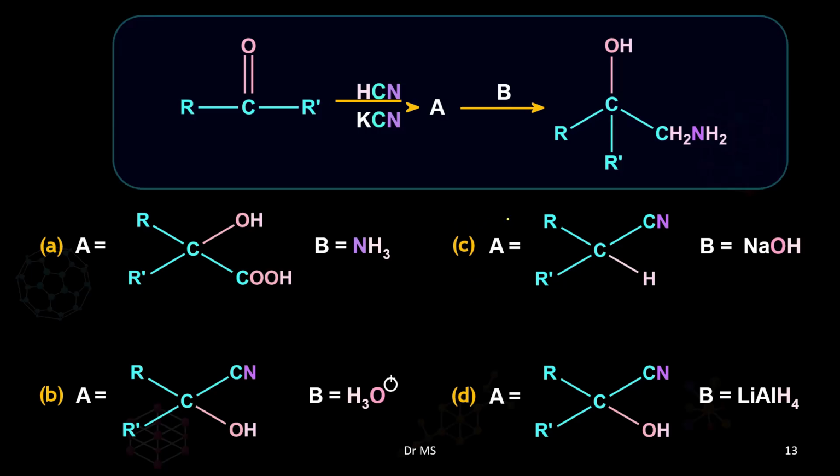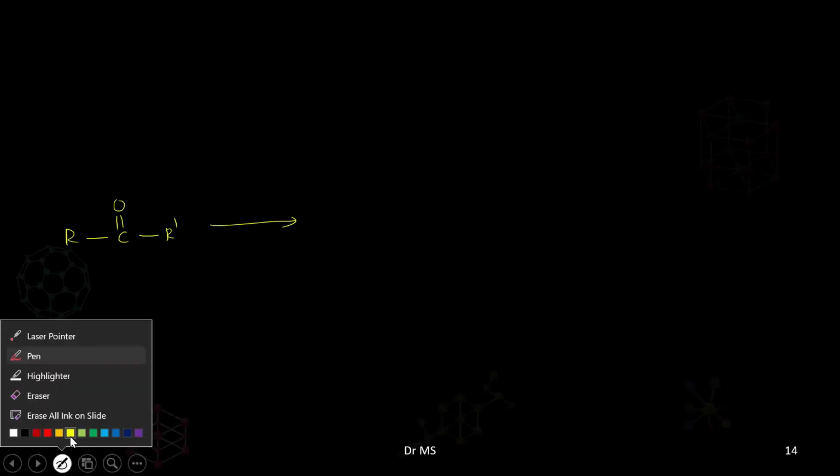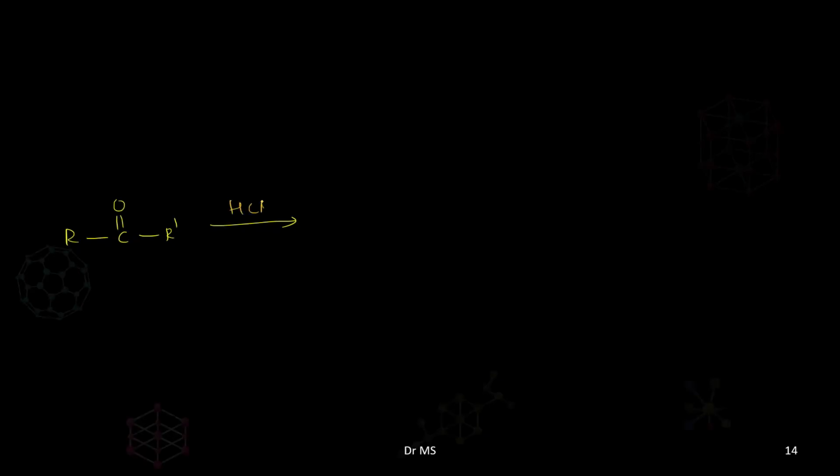See, what's happening here? You take R, C double bond O, R dash, in the presence of HCN or KCN, either hydrogen cyanide or potassium cyanide. Now, this cyanide ion will act like a nucleophile and attack the carbonyl compound. Yes or no? So this CN will just go and attack this one. How will this happen?